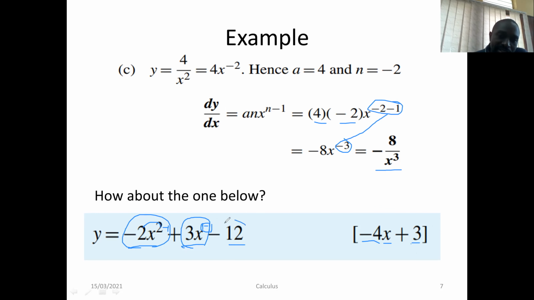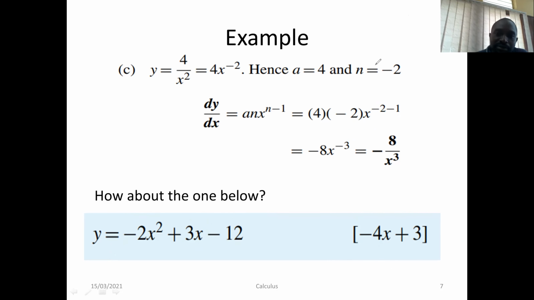When it comes to the third term here, which is minus 12, the derivative of any constant, like we saw earlier, will always give us a 0. Therefore, the final answer for the derivative of y, dy over dx of this function, will simply be this answer, which is given here.